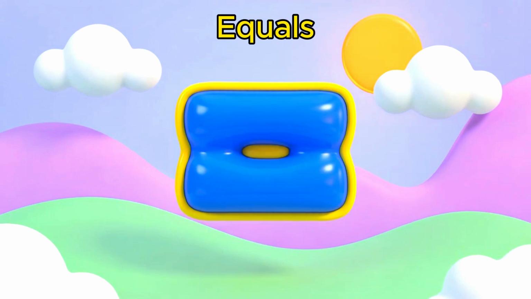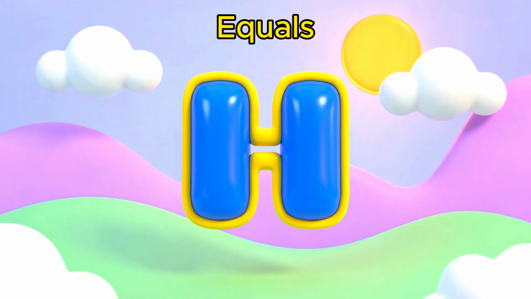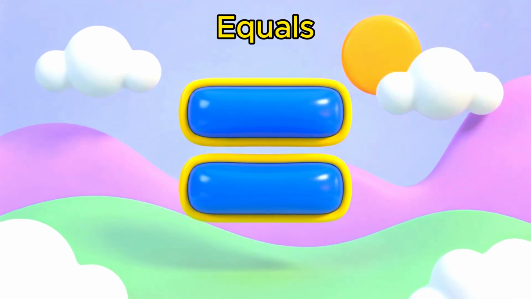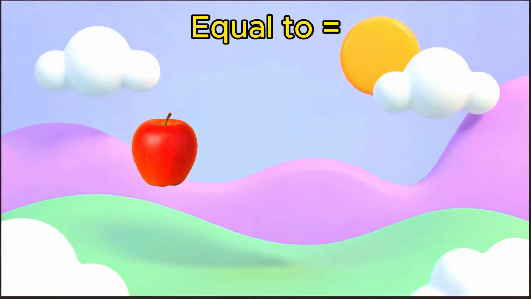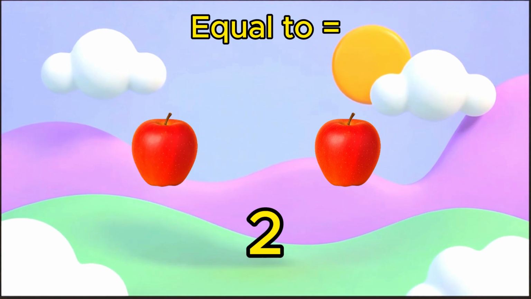And this is the equal sign. The equal sign means the answer is... Let's try. 1 apple plus 1 apple is equal to 2 apples.